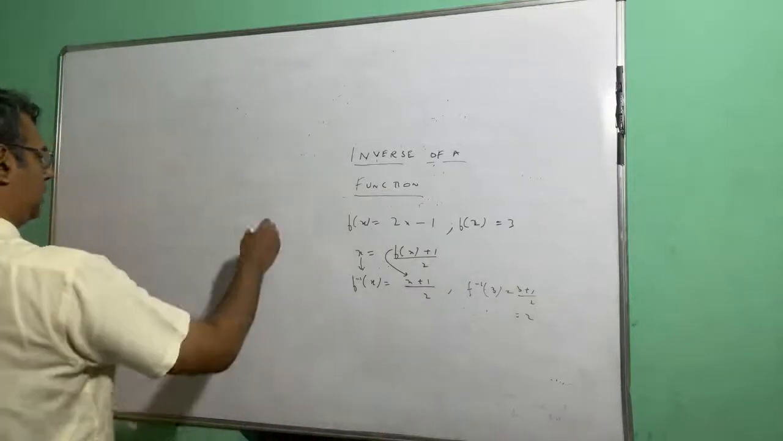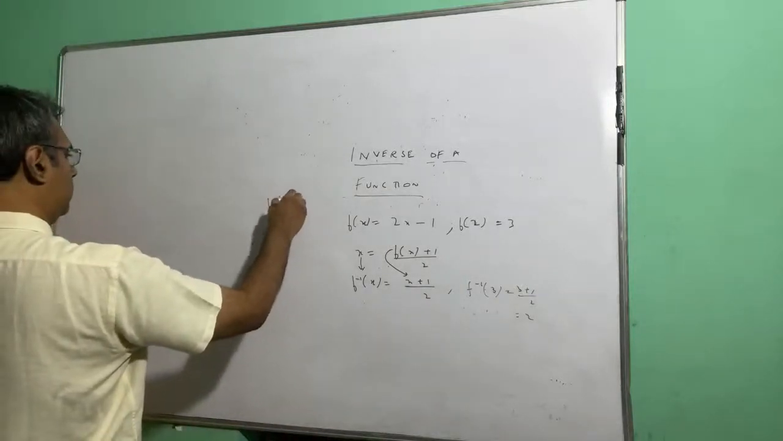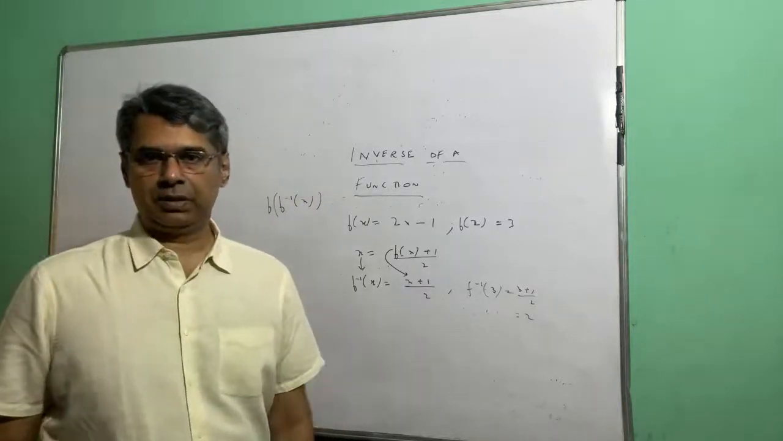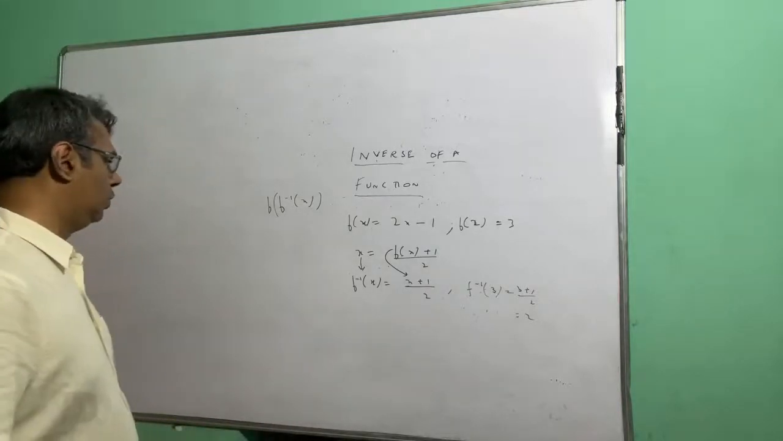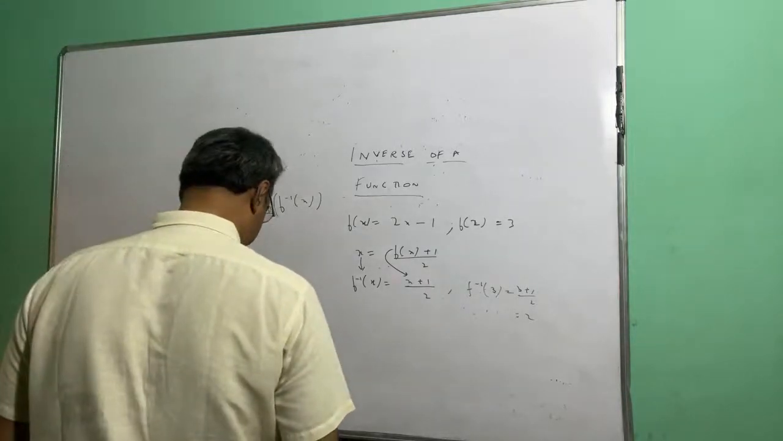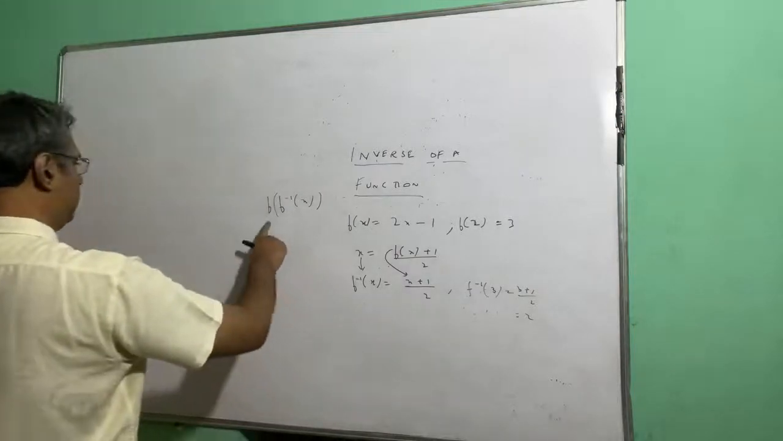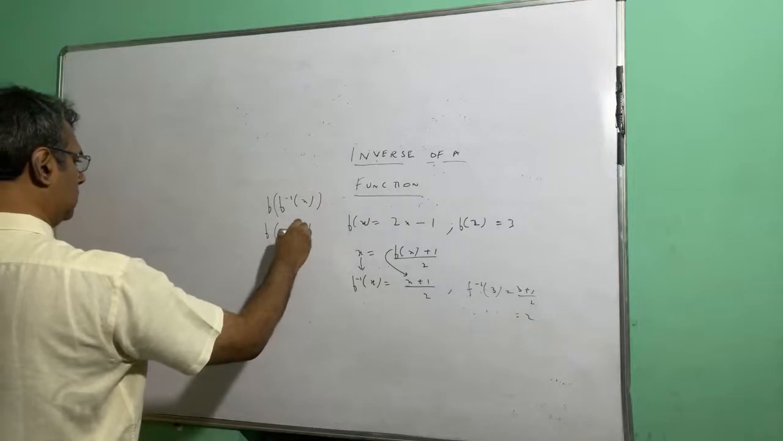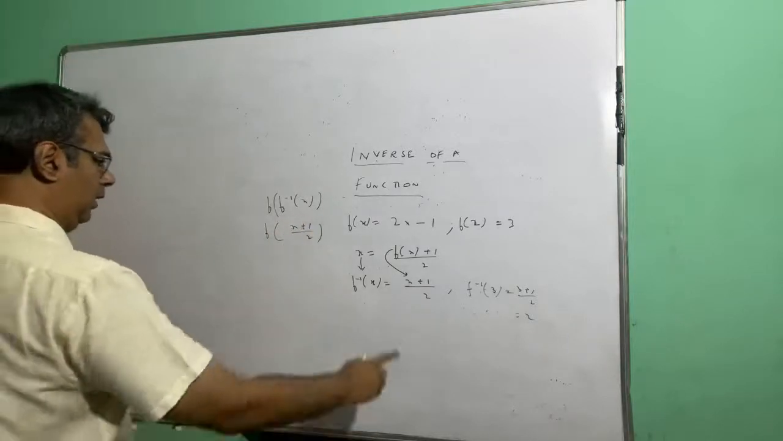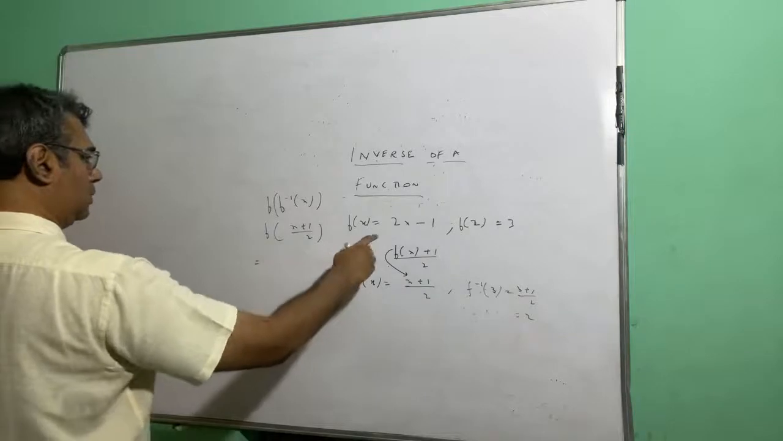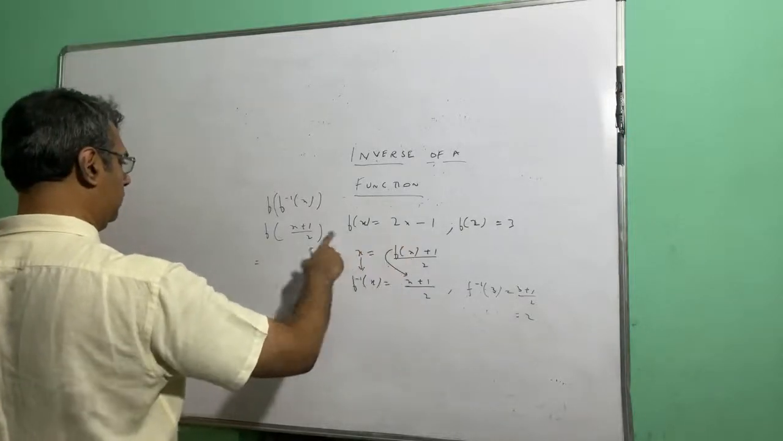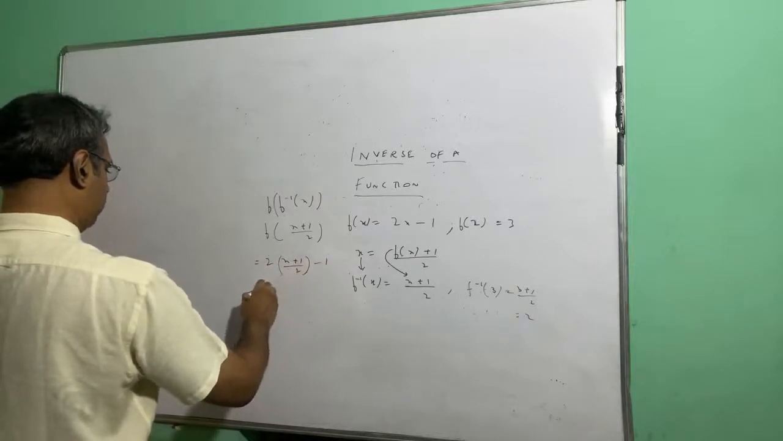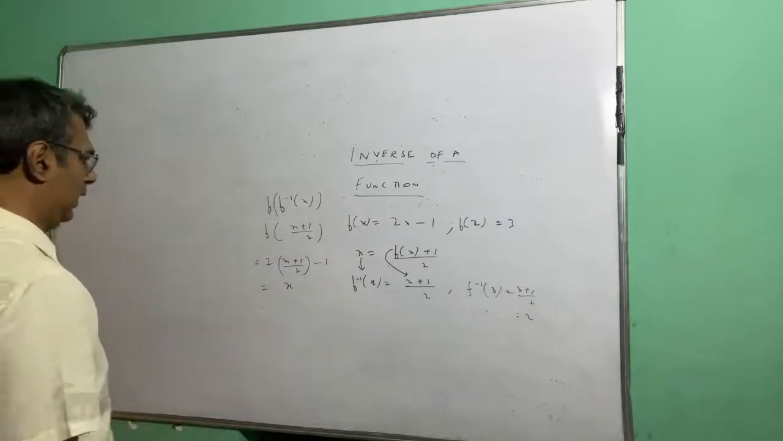Now there is a rule that if you do composition between a function and its inverse, suppose you do f of f inverse x, that means you are doing f of (x plus 1) by 2. So in the function f(x), you will just have to replace x and put (x plus 1) by 2. So you will find that you will get x.